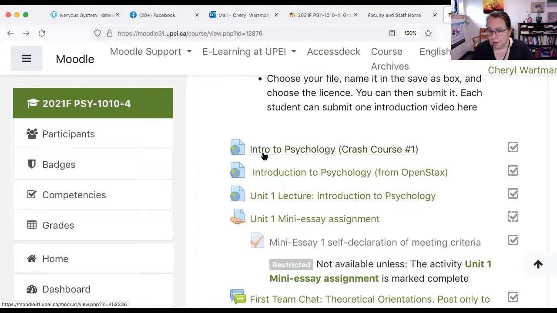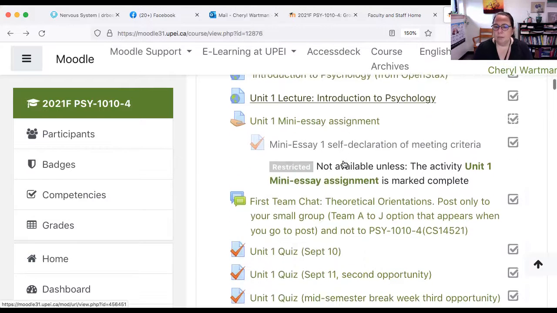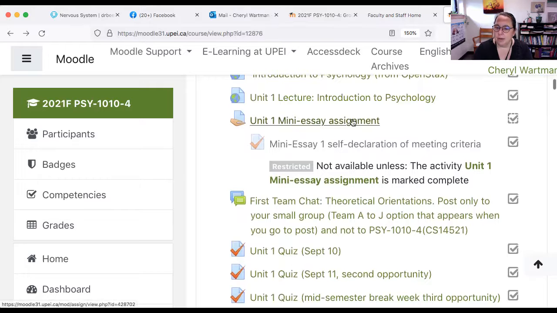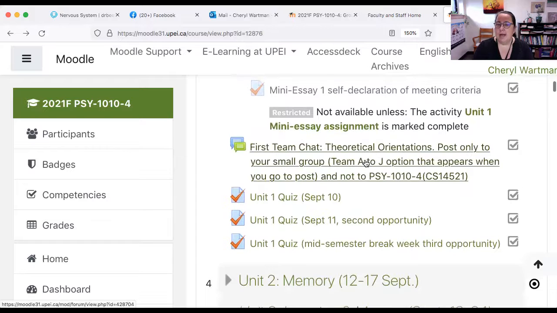Then you're going to read your chapter to understand what we're going to talk about. Then you're going to listen to the lecture. So you've hit the material 3 times before Wednesday. And then on Wednesday, you do your mini essay and your team chat. And those should help you work through problems or information about the material that you weren't sure of.